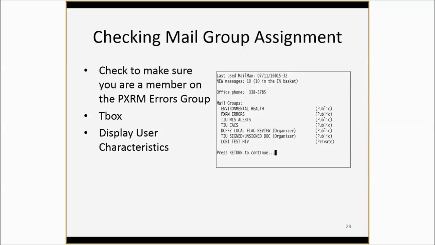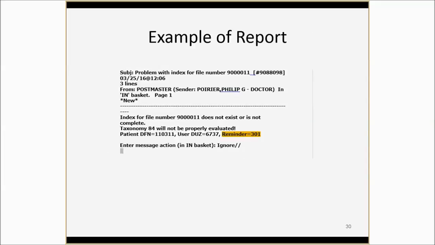So checking the mail group assignment, you're going to make sure that you are a member of the PXRM error group. You go into T-Box and you display user characters. And this is an example of the report.